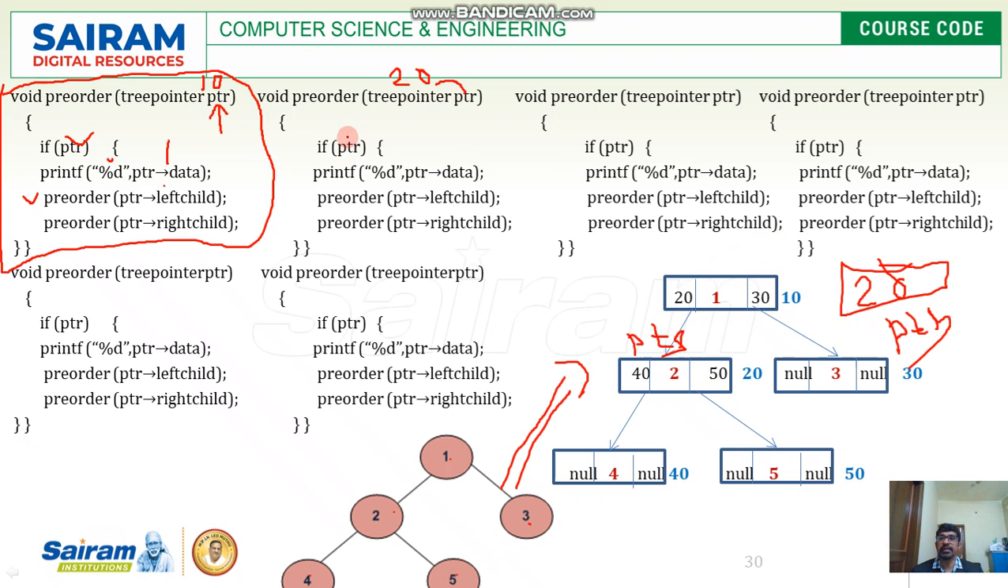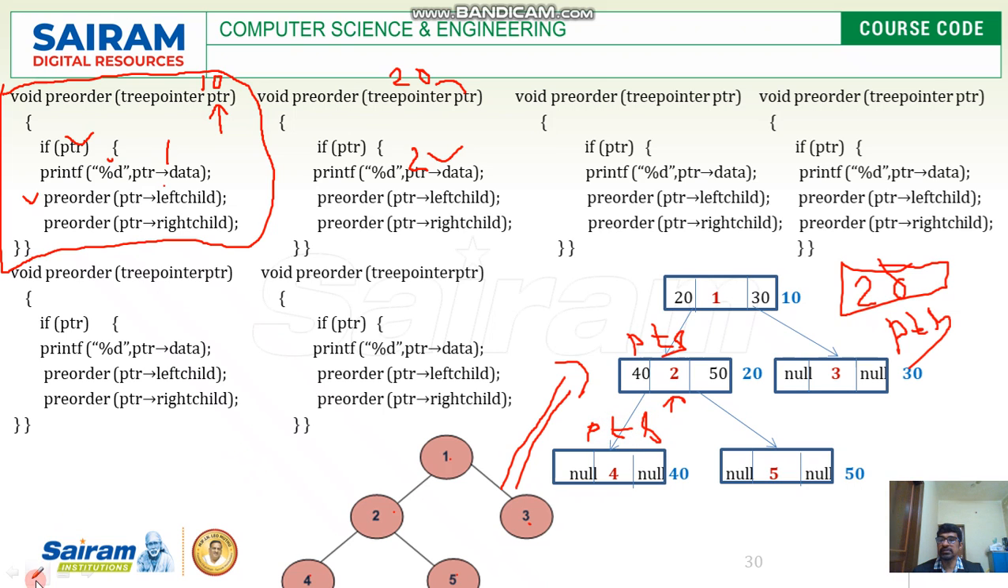Now what it says: if PTR, if there is a left subtree existing for this, and if it is true, then PTR data, so you have to print the data for this. And what is the data for this node? Which is 2. So you are going to print 2 now. Already we have printed 1. Again, pre-order PTR left child. So PTR will point to the next node.